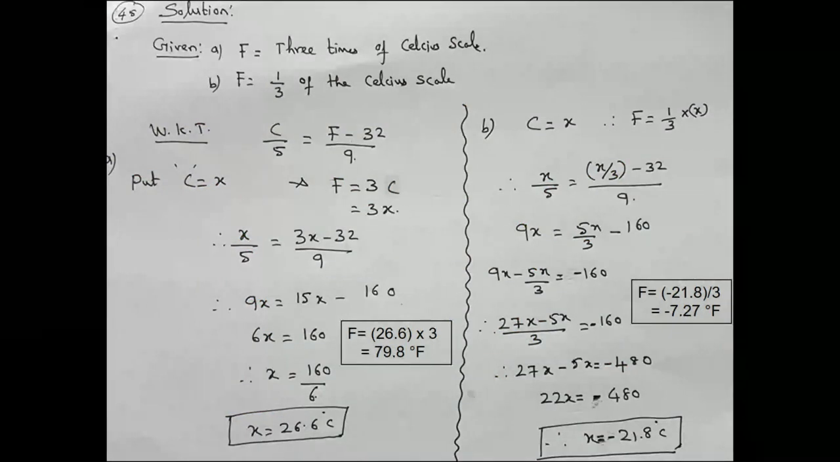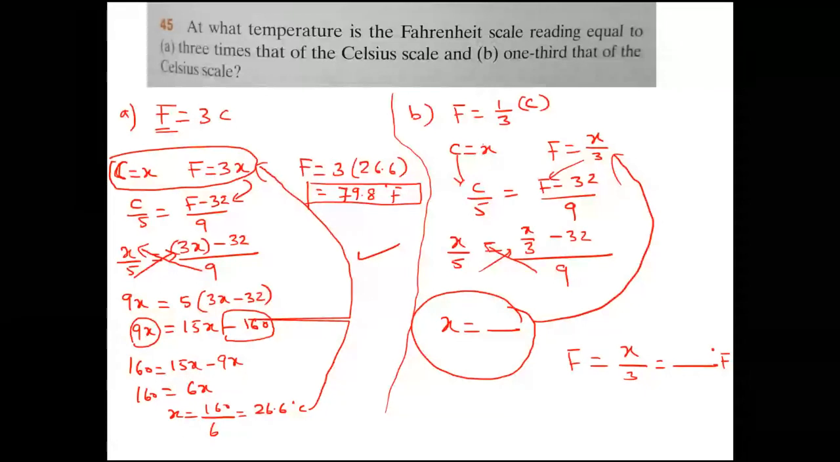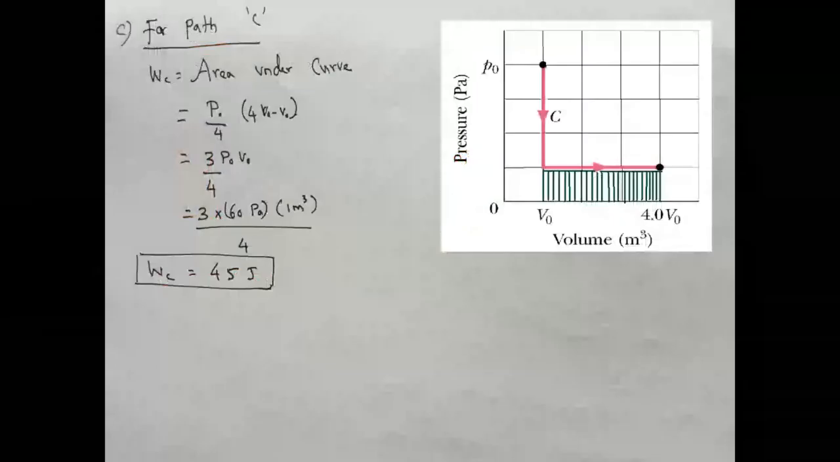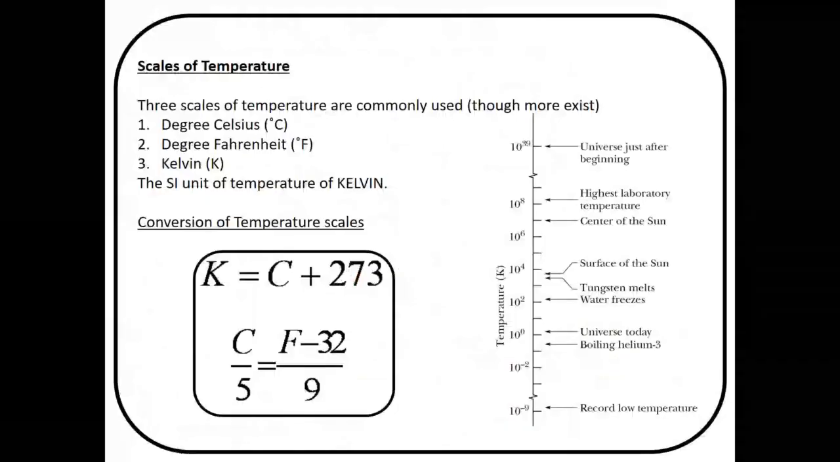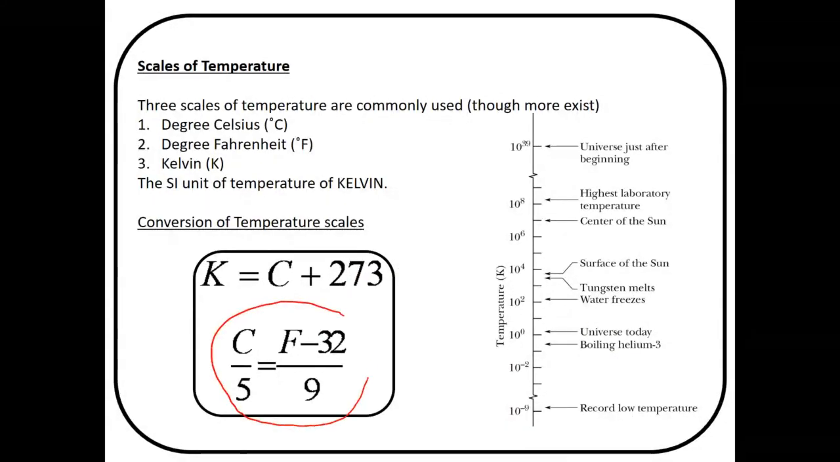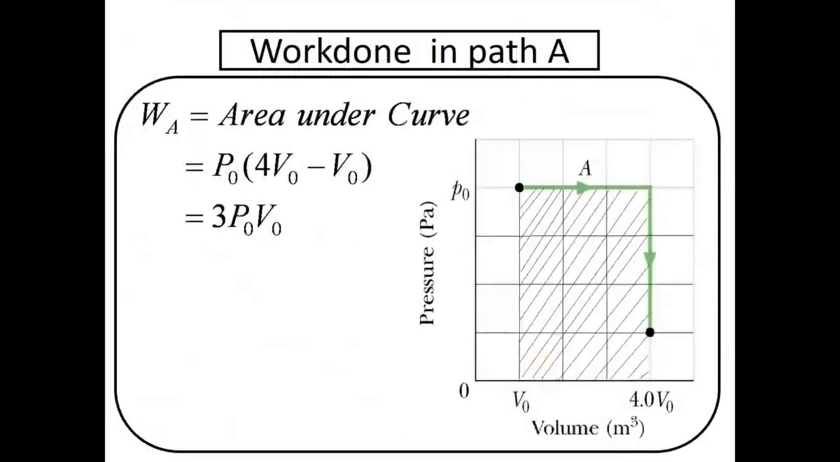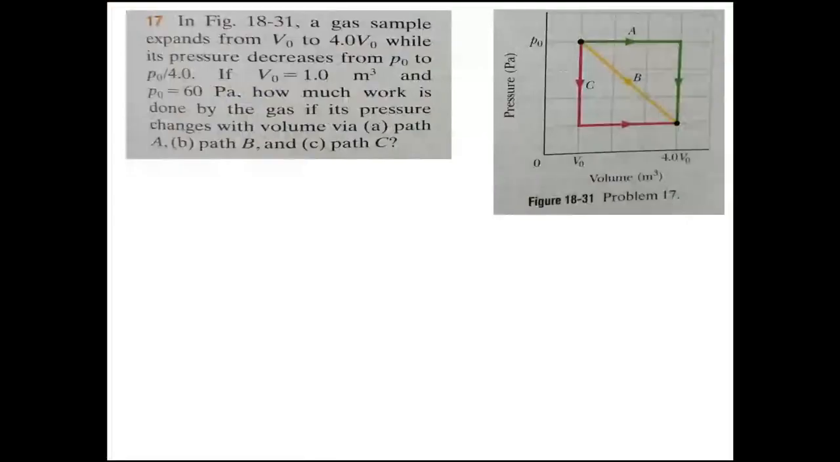The main formula is C over 5 equal to (F minus 32) over 9. This is the main formula we studied in the first slide. This is the formula for converting Celsius to Fahrenheit or Fahrenheit to Celsius. Clear?